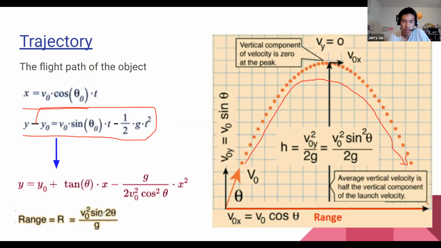And the range is basically the horizontal distance, which is equal to v0 squared times sine of 2 theta divided by g. This is basically how you get it. You guys do not need to know most of these. All you have to do is be able to map and solve for time, horizontal distance, and stuff to get through most of the contest problems. This is just limited to a few difficult ones.